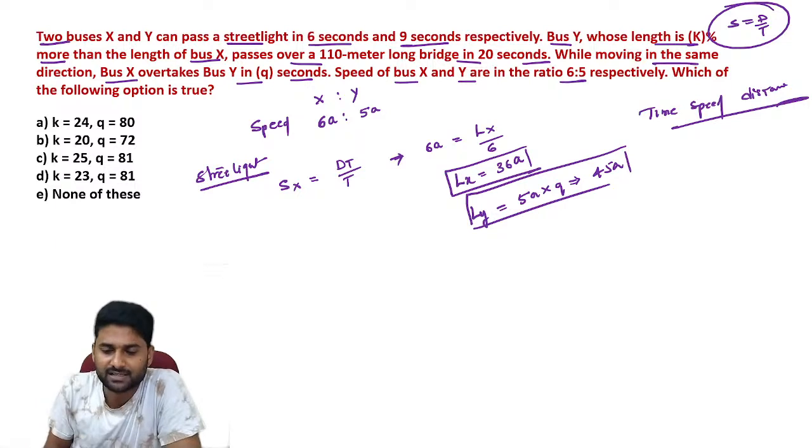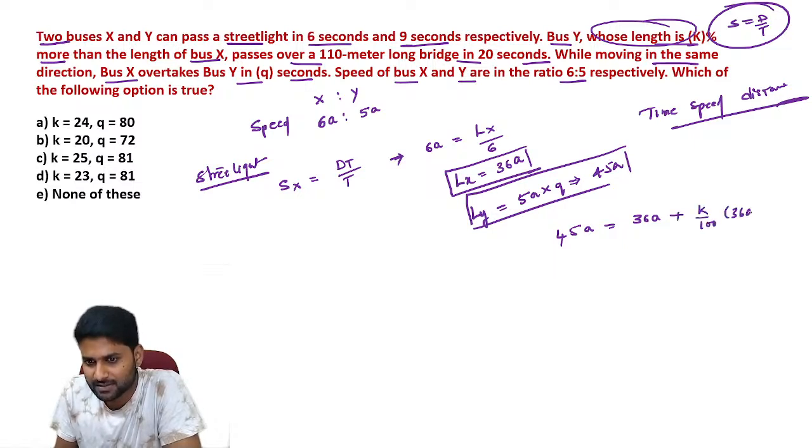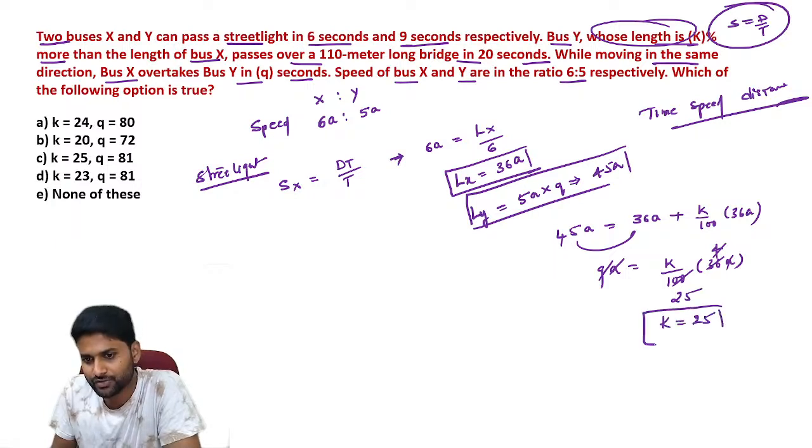Next information, guys. Here bus Y, whose length is 45a, is k percent more than the length of bus X. What is the length of bus X? 36a. So 9a is equal to k percent of 36a. Now go through the calculation here. The a cancels, 9 becomes 4 times, so k is exactly 25.